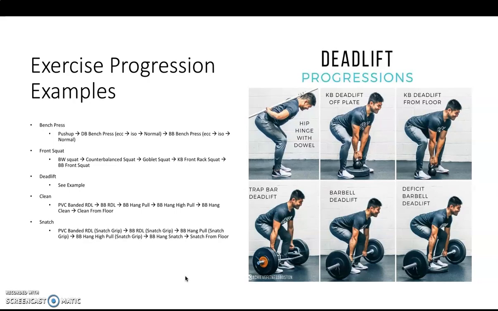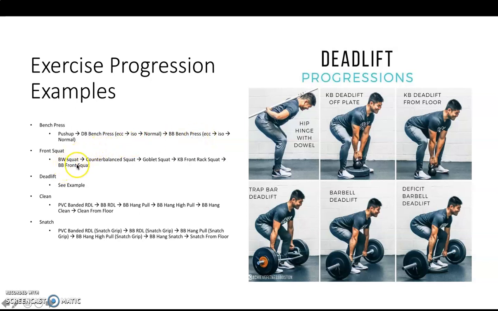So looking at the progressions of exercises, typically if we're looking at some big movements in the weight room, a bench press, front squat, deadlift, clean, and snatch, we can progress things as such. For the bench press, our end result is we want to do a barbell bench press. We can start out with a push-up. We can really focus on the eccentrics, and then we can do an iso and a normal push-up, followed by a dumbbell bench press, following that same pattern, eccentric, iso, normal, and then eventually into a barbell bench press.